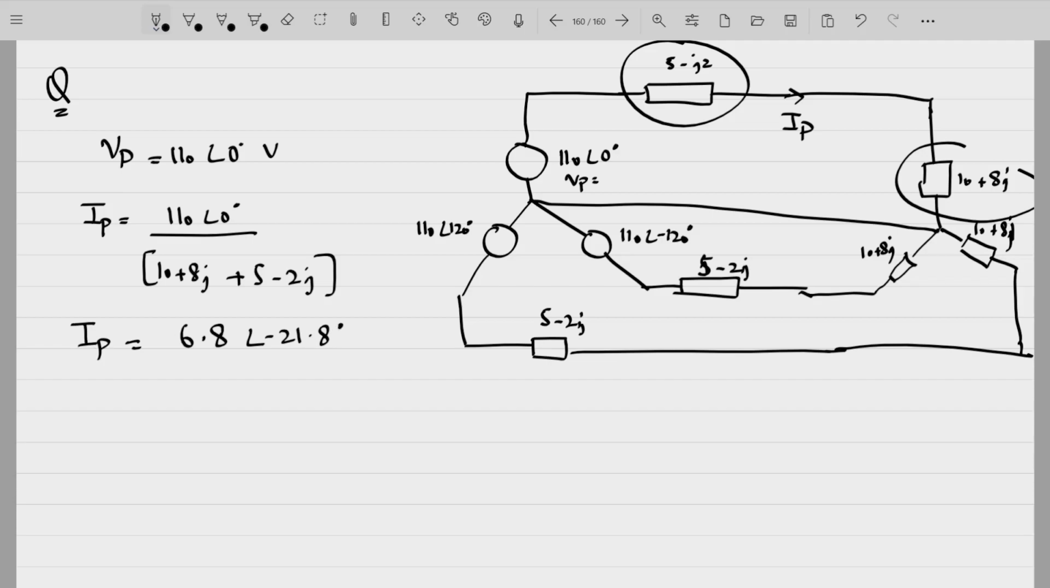So this is our phase current, or you can say the line current in this case, since in the star-star connection, line current and phase current are the same. So our phase voltage here is VP equal to 110 angle 0, and our phase current is simply this phase voltage divided by the total impedance, that is the impedance of the transmission line as well as the impedance of the load, 10 plus 8j plus 5 minus 2j. So we get 6.8 angle minus 21.8 degrees.